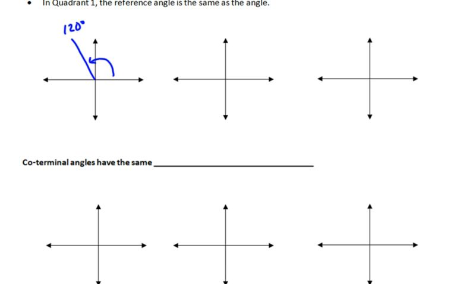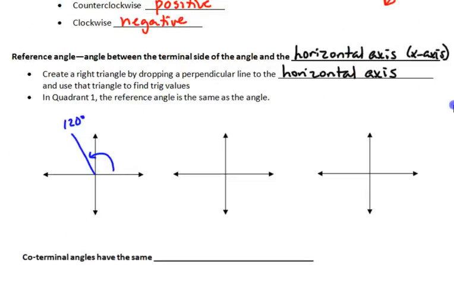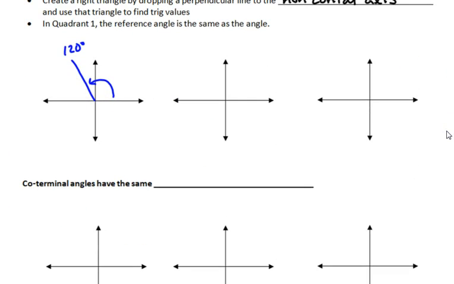And I want to find, actually I think I was going to do this, yeah, that's right, cosine of 120 degrees. That's exactly what I was going to do. And I want to find cosine of 120 degrees. Well, to find cosine of 120 degrees, I would need a right triangle, and 120 is not in a right triangle.